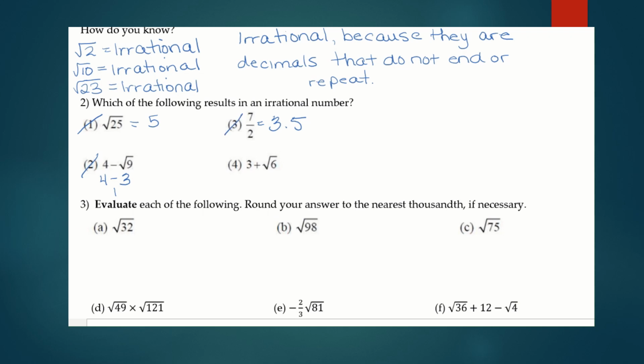Now let's take a look at 3 plus root 6. If I take the square root of 6, I just want to see what I get. Oh goodness, I get a really long decimal, no repeating, it doesn't end. So the square root of 6 is an irrational number. Let's say I add 3 to that, and I still have an irrational number, 5.449489743, and it could keep going, but my calculator stops because there's no more room on the screen. So this produces 5.449489743, a decimal that doesn't end and doesn't repeat. Here is our irrational number.